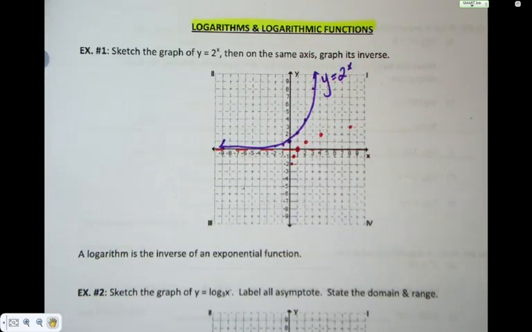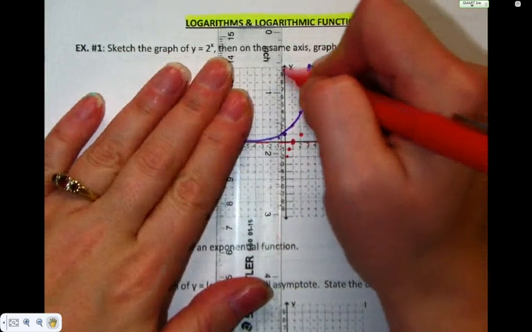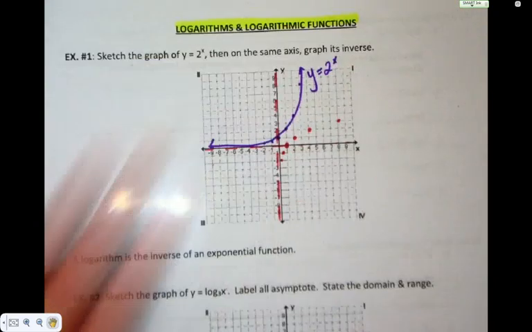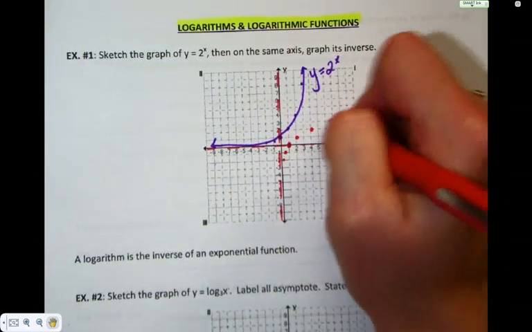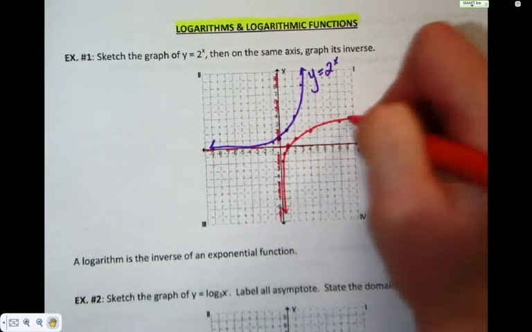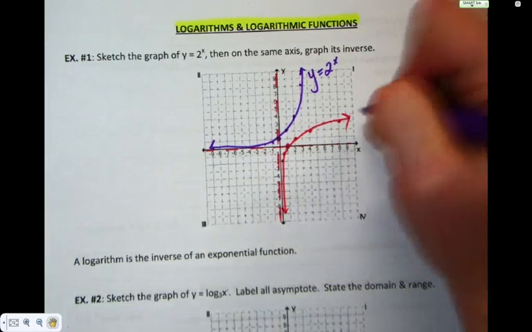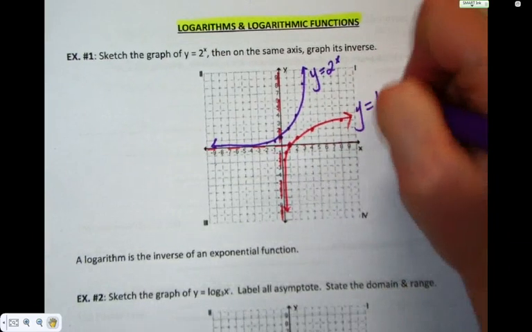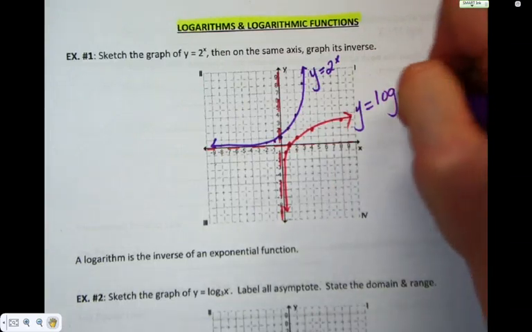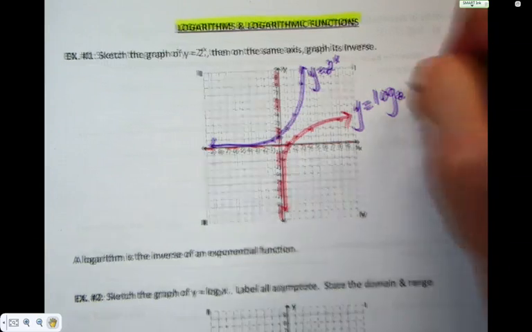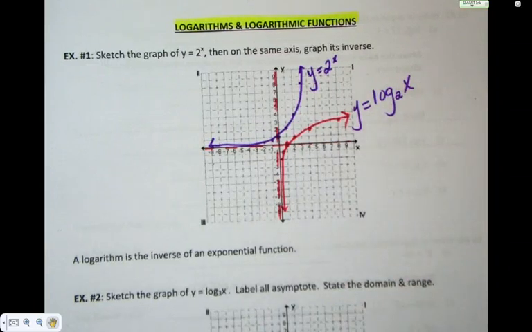And if we have a horizontal asymptote and we flip it, what happens to it? It becomes vertical. So asymptote now is going to be on the y-axis. And so the inverse approaches it and goes down but doesn't cross it. And this is the graph of y equals log, which we'll talk about in a second. It has a little tiny base of 2, so that's a subscript, and then the variable x. We call that log base 2 of x.